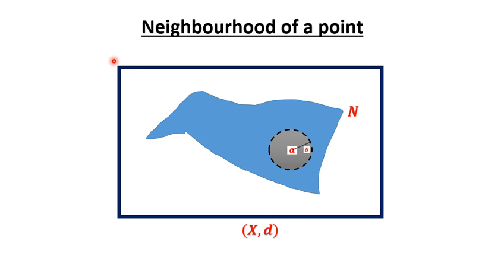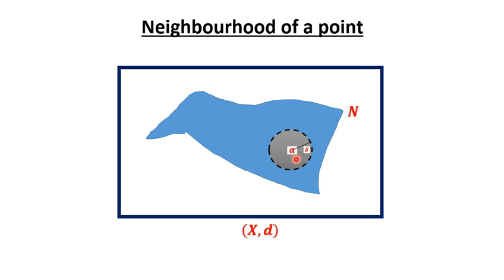So we have a very simple example here. This is our metric space (X, d). This is a subset of our metric space, which of course is N. And we can see that this N happens to be a neighborhood of the point A. Why is that the case? Because we can construct an open ball with radius delta. This open ball is centered at A and is totally within the set N. It's a subset of the set N. And so N is a neighborhood.